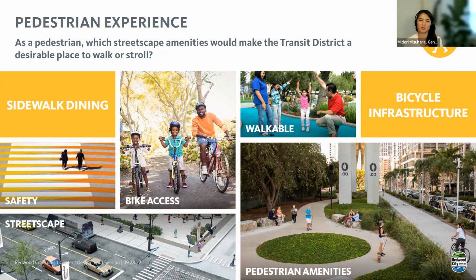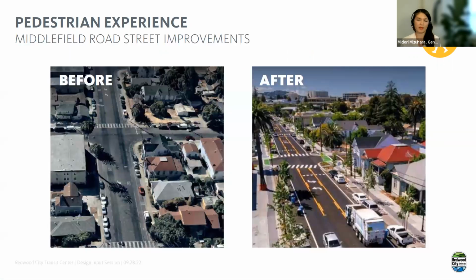So some of those images you see on the screen right now: sidewalk dining, a walkable place for all ages, bike access and bike friendly, safe crossings, maybe incorporating artwork, a streetscape that really lifts up all modes, not just the car, not the bus, but walking, biking, and pedestrian amenities, green space as well. And a lot of these projects are already being worked on in your own city, Redwood City, right now.